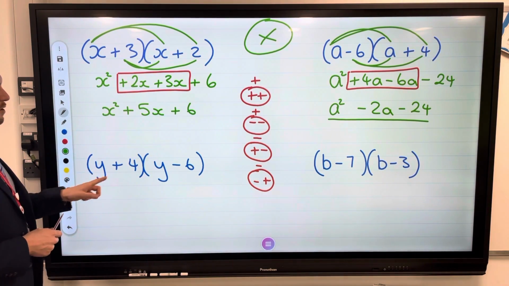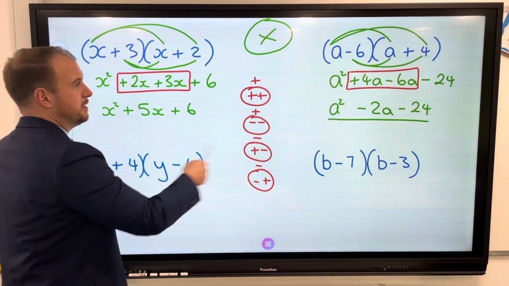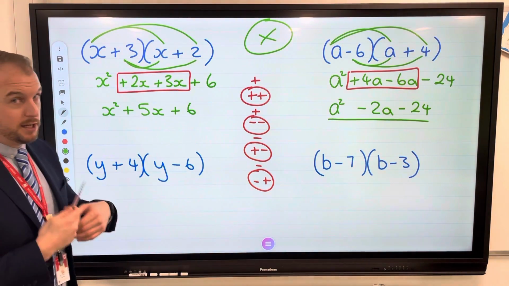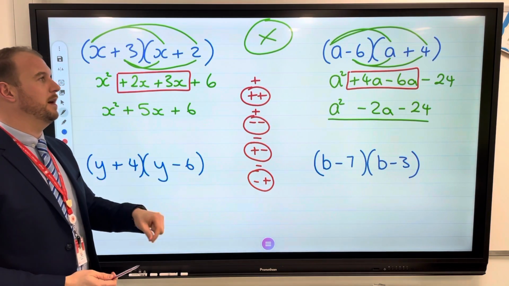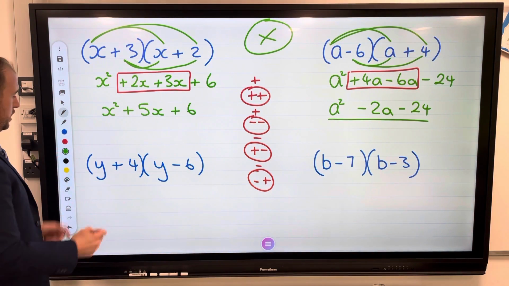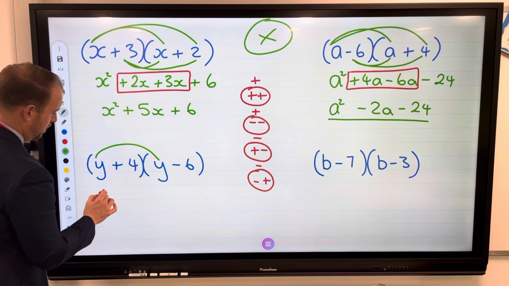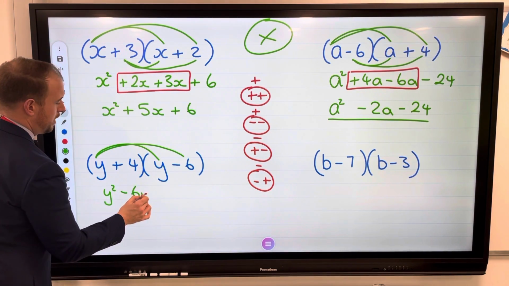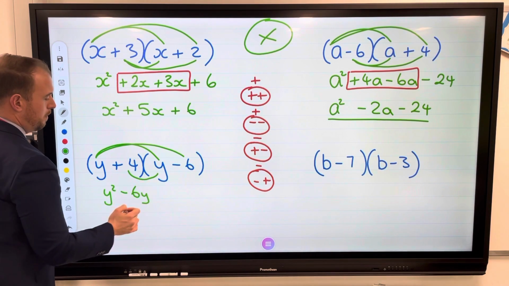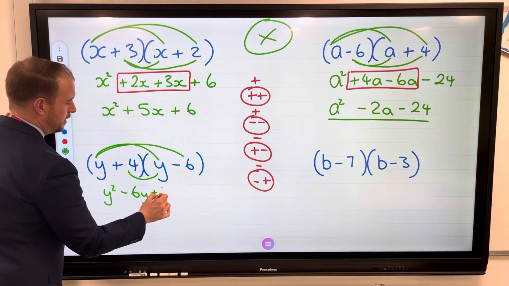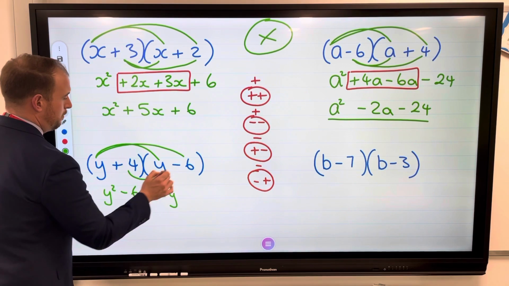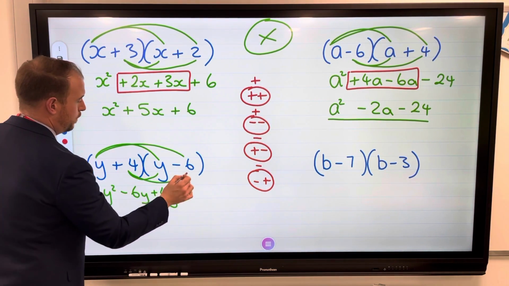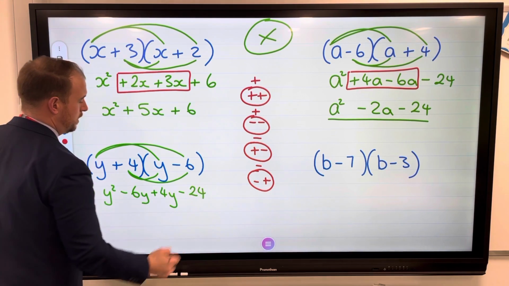Here then, you'll notice I've used a Y this time. Okay, letters are different each time. Doesn't make a difference. The symbols are slightly different. Doesn't make a difference. I'm still multiplying every single time. So Y times Y is Y squared. Y times minus 6 is minus 6Y. Plus 4 multiplied by Y is plus 4Y. Plus and a minus makes a minus. 4 times 6 is 24.